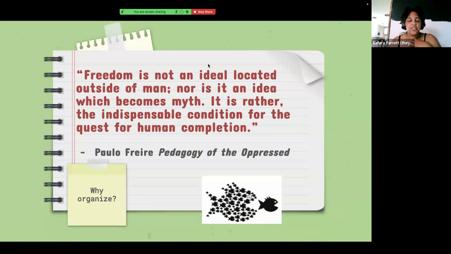This is a quote that I hold very near and dear to me. If you've never read Pedagogy of the Oppressed by Paulo Freire, it is amazing. To me, it is very important for organizers and community stewards to hold on to why we are called to this work. So this quote: freedom is not an ideal located outside of man, nor is it an idea which becomes a myth. It is rather the indispensable condition for the quest for human completion.